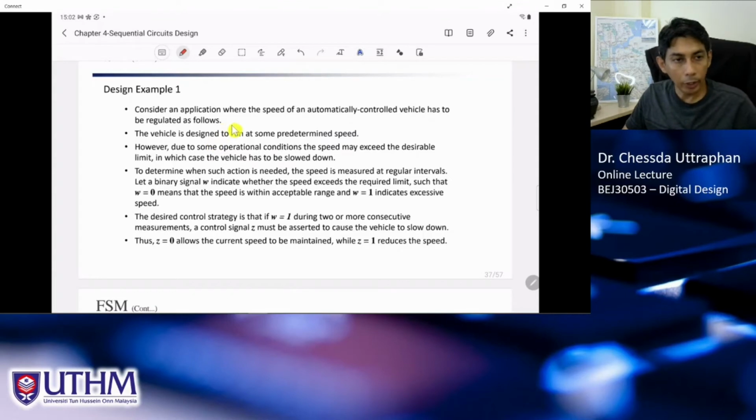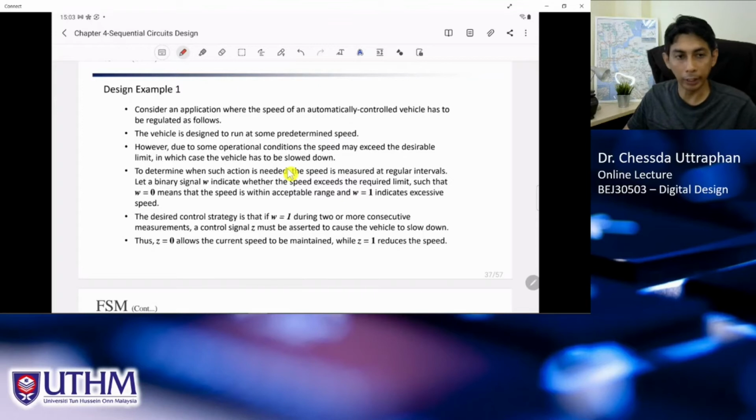Consider an application where the speed of an automatically controlled vehicle has to be regulated as follows. The vehicle is designed to run at some predetermined speed, which means the vehicle runs at a constant speed. However, due to some operational conditions, the speed may exceed the desirable limit, in which case the vehicle has to be slowed down.